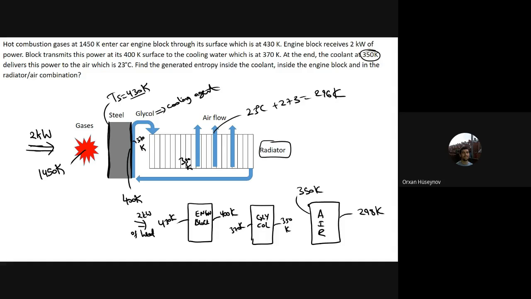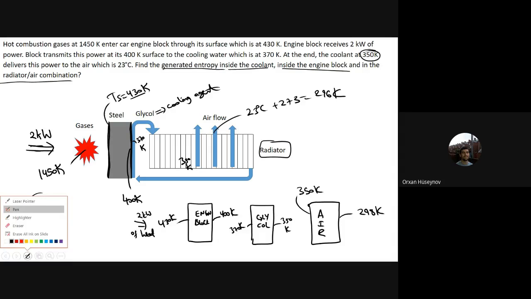Now the question says to find the generated entropy inside the coolant, inside the engine block, and in the radiator air combination. So we will need to find the S generation. We will do it one by one. We will first start with the engine block, and then we will move to the glycol part and the air part. Let's do it. First, the engine block.